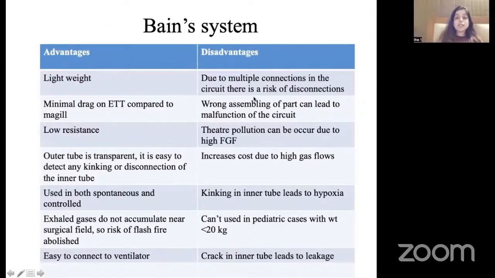Disadvantages: there is a risk of disconnections, wrong assembling of the circuit can lead to malfunction, and theater pollution can occur due to high fresh gas flows. There is increased cost, kinking in the inner tube can lead to hypoxia, it cannot be used for pediatric patients, and cracks in the inner tube can lead to leakage.